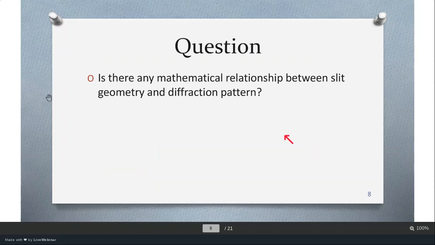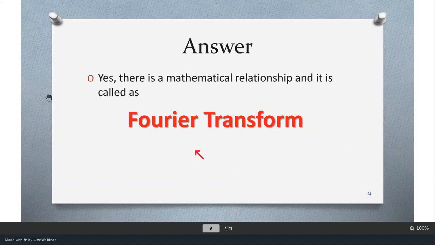So the important question which is coming up out of this demonstration is: is there any mathematical relationship between slit geometry and the diffraction pattern they are seeing? The answer to this question is yes, there is a mathematical relation between the slit geometry and the diffraction pattern, and this is called the Fourier transform. So the Fourier transform is the answer to this question. This is a mathematical relation between them.